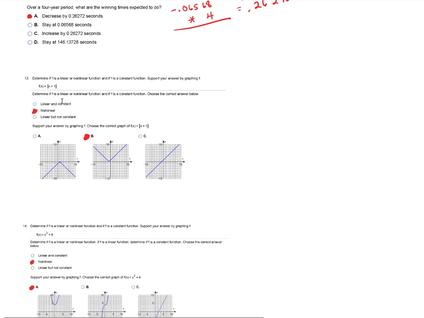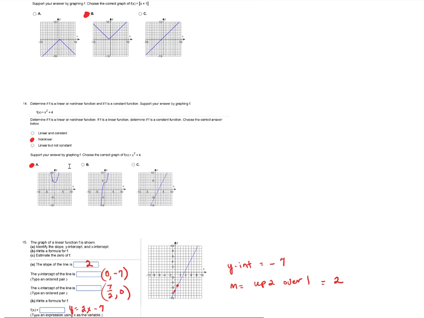Number 13, determine if this is linear or nonlinear and if it's a constant function. All right, so the absolute value is a nonlinear thing. That's our category now. So we know it's a V. And you could graph that in your calculator. What I will tell you is if there's a negative outside right here, then that V is going to be upside down. If there's not a negative here, this is going to be it. We know this is not the graph. That's a straight line. That's a linear. Here's our V for absolute value.